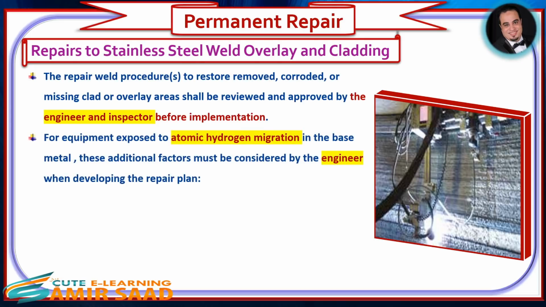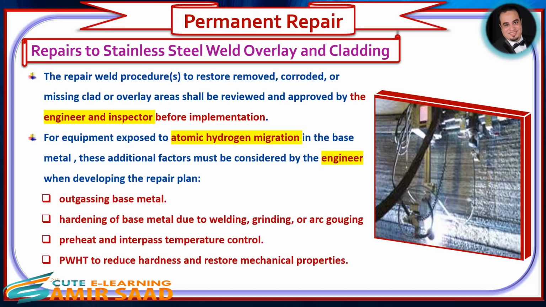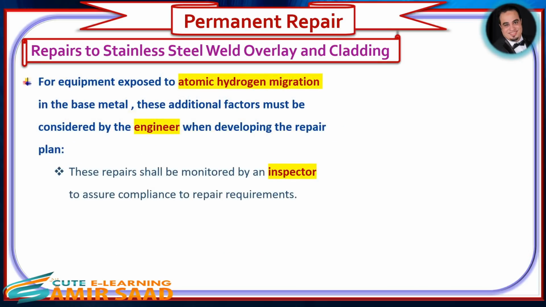For equipment exposed to atomic hydrogen migration in the base metal, these additional factors must be considered by the engineer when developing the repair plan. Outgassing base metal. Hardening of base metal due to welding, grinding, or arc gouging. Preheat and interpass temperature control. PWHT to reduce hardness and restore mechanical properties. These repairs shall be monitored by an inspector to assure compliance to repair requirements.